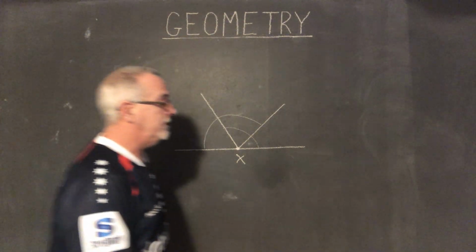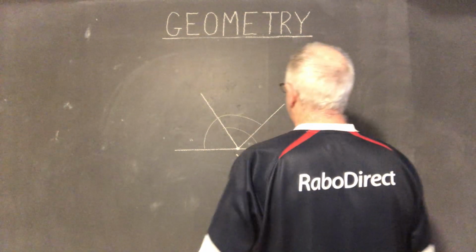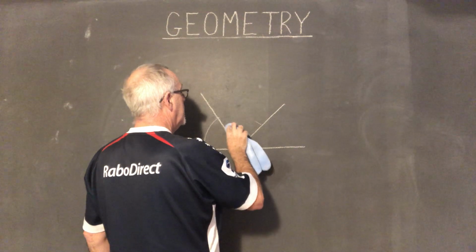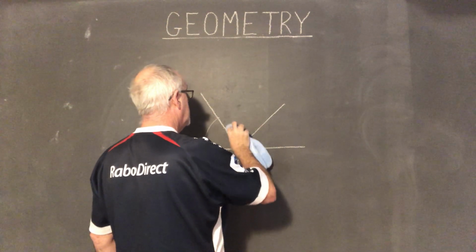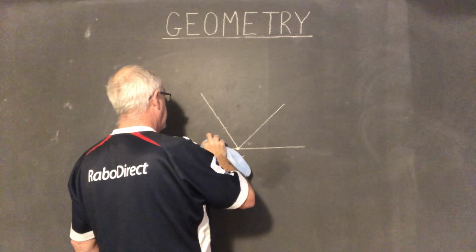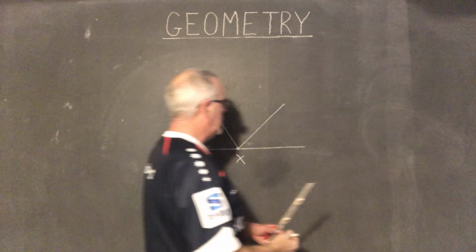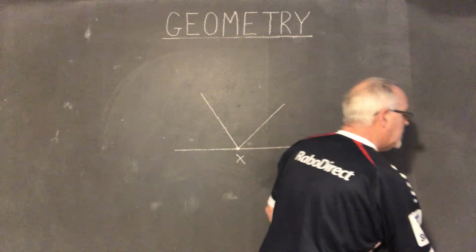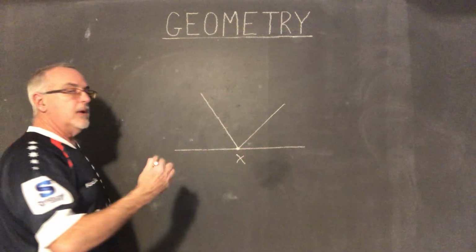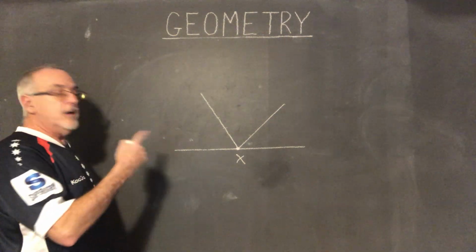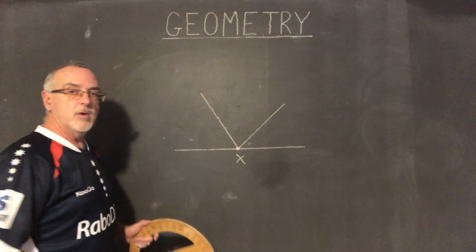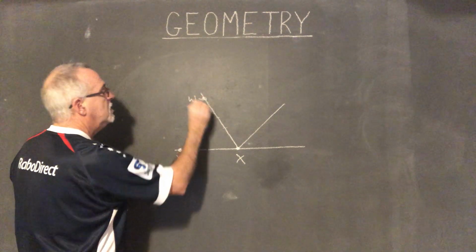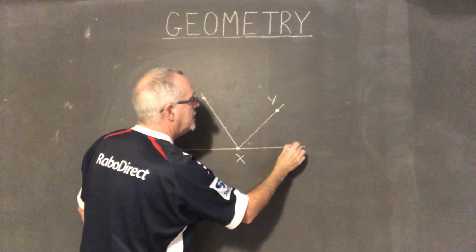I'm going to erase those arcs. And we're going to stick with these little ones and apply the supplementary rule. I think I need a protractor at this point. I know these three smaller angles will add up to 180 degrees. So that's kind of cool. I can say that before I start doing all sorts of other things. I'm going to say this is V, this is W, this is Y, and this is Z.